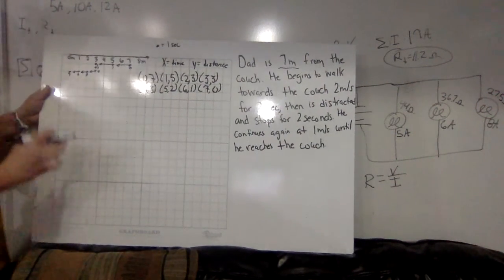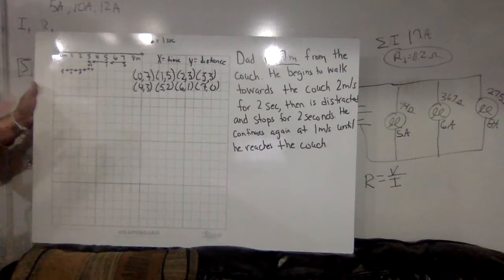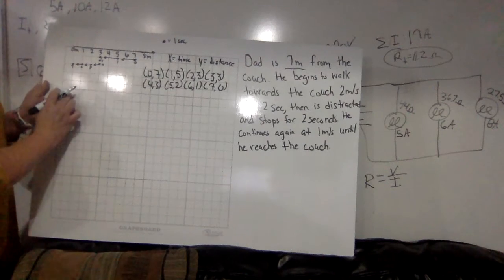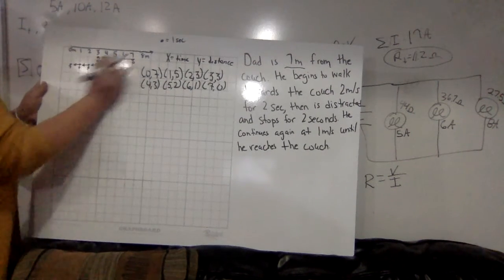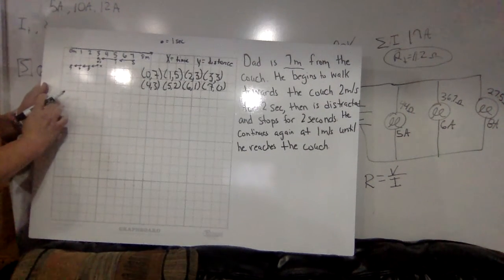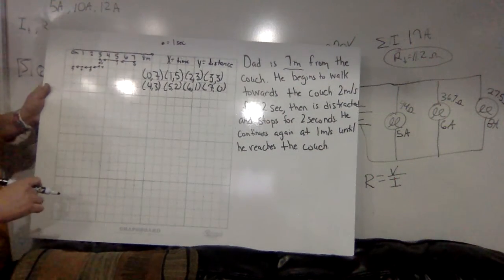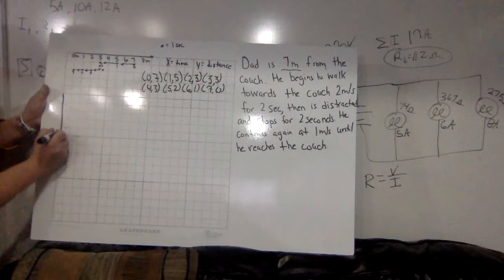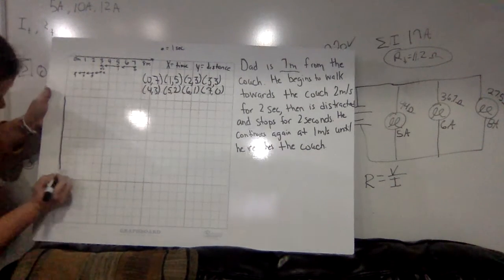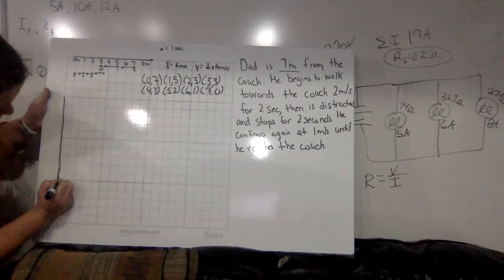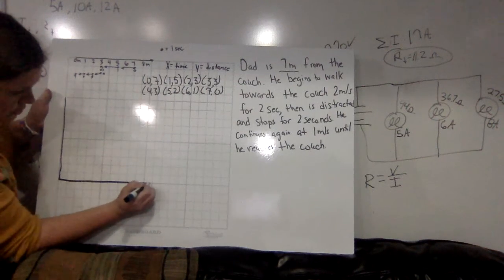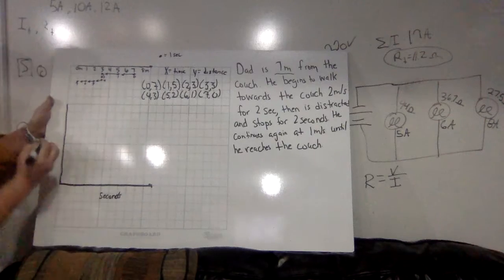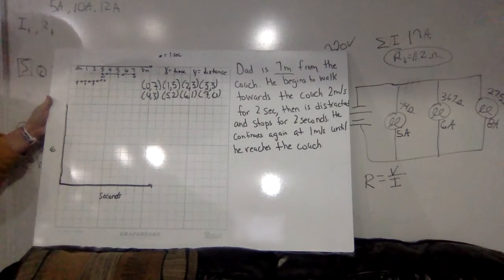Now we're going to take this data and take it to our position versus time, or distance versus time, graph. In order to do that, we have to make sure that we have a minimum of 7 meters on there, and we have to have at least 7 seconds. What are the chances of that? So I'm just going to come right down here, just like this. Make sure you label your axes, and this is going to be meters.